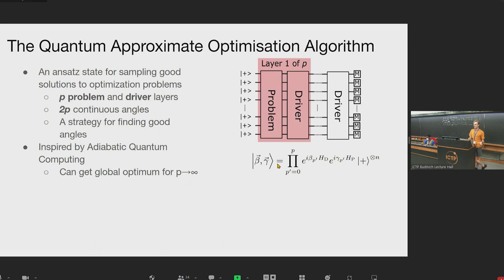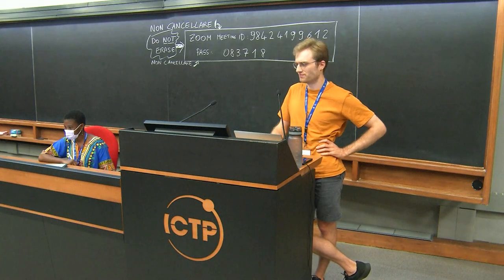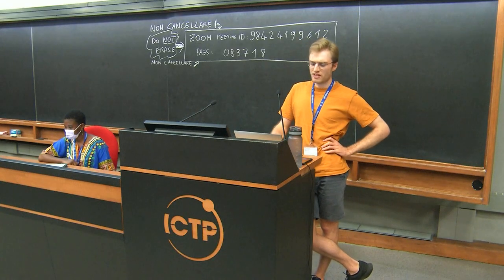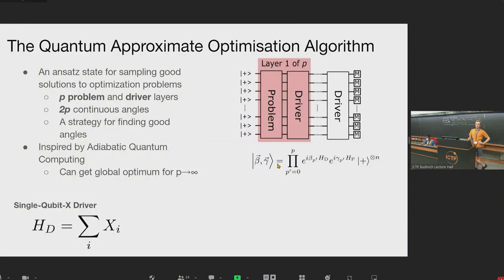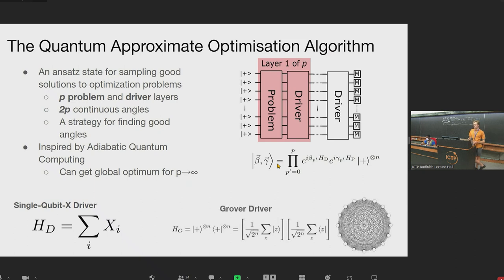And of course, AQC provides us with a set of angles such that if we have an infinitely deep QAOA circuit, we should always find the ground states of the problem we're solving. Conventionally, we would use single qubit X drivers, as in adiabatic quantum computing. However, in this talk, I'm talking about the Grover driver, in which you're driving transitions between all possible pairs of states.